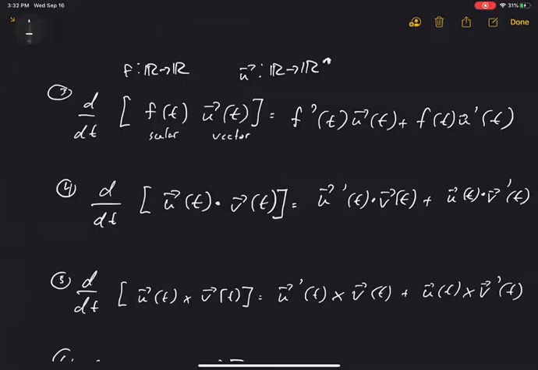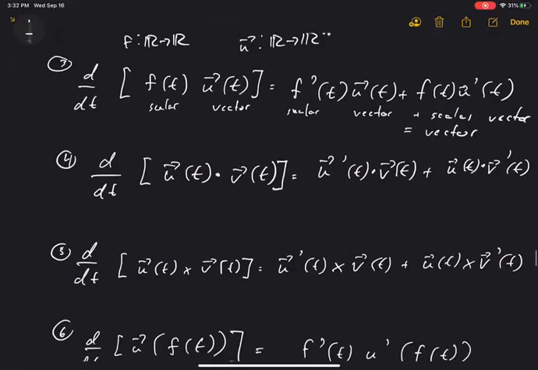And then when I take the derivative, it's just the product rule. So f prime of t, u of t, plus f of t, u prime of t. And what do we have? This is going to be a scalar times a vector plus a scalar times a vector. So the total output of that thing is a vector, right? Because a scalar times a vector is a vector. This is a vector, so I'm just adding two vectors together.